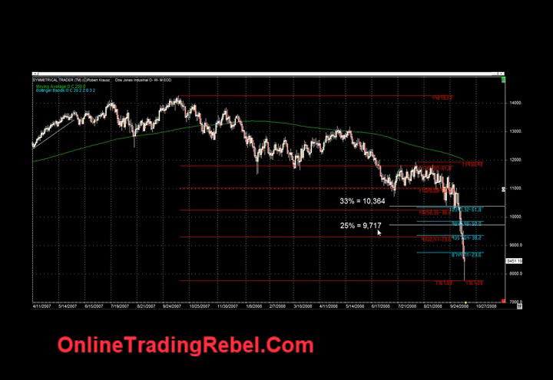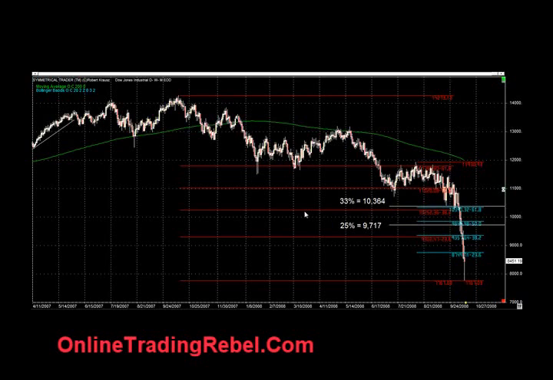Now, as you see, I've also included Fibonacci projections from the all-time high to the recent low, and you can see those in red, as well as from the high prior to the collapse down to the low. And you do see clustering taking place around both the 25% and the 33%. In fact, there's 3 clustering in around the 33% level.